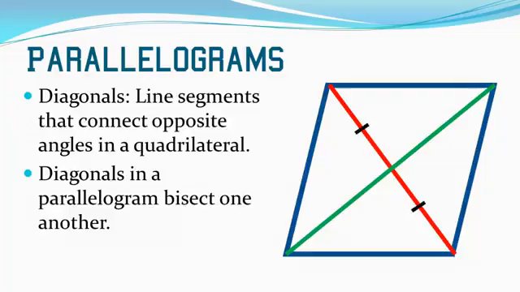So that means that these two line segments are congruent. They're the same measure. If one is 5, the other's 5. These two are congruent. They're the exact same measure. If one is 6, the other's 6.